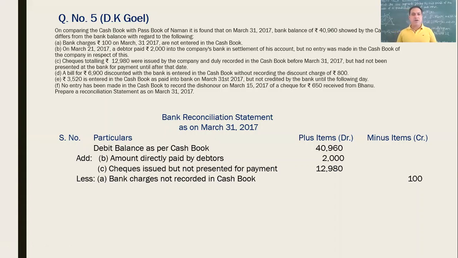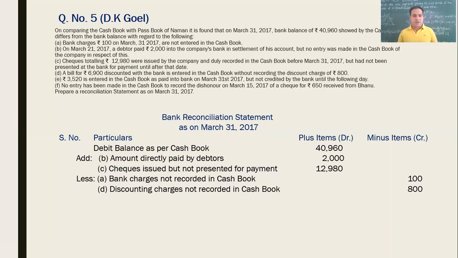Next, a bill of rupees 6,900 discounted with the bank entered in cash book without recording discount charge rupees 800. Whenever we discount any bill, the amount increases in the passbook and also in the cash book, but in the cash book we haven't recorded the amount of discount. So the amount of discount rupees 800 will be recorded in the cash book. So it goes to minus of cash because the balance in the bank is rupees 800 less than the cash book.